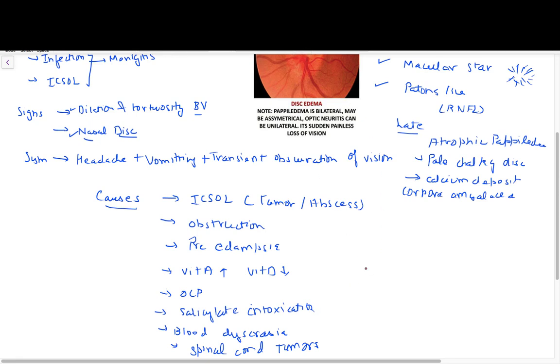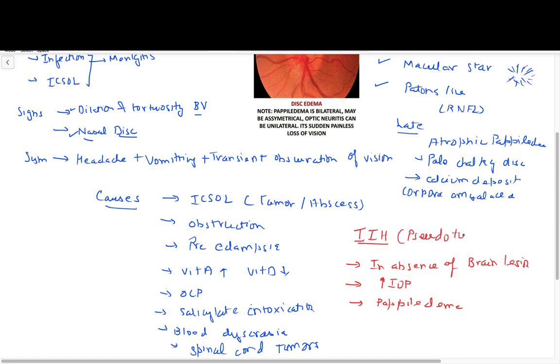Now remember one important term, idiopathic intracranial hypertension. What is idiopathic intracranial hypertension? Sometimes, in the absence of any brain lesion, you can get high intracranial pressure plus a papilledema. These cases are called idiopathic intracranial hypertension or pseudotumor cerebri.